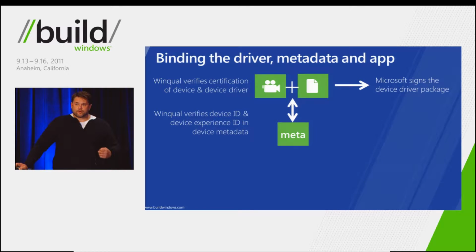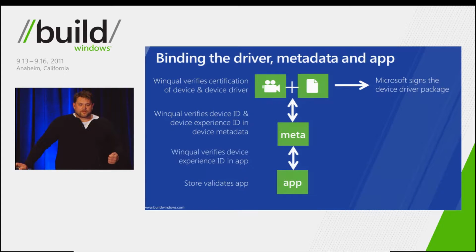Then it's time to go ahead and produce that device metadata package. And we'll take a look at that device ID, device experience ID. But before we do that, you need to actually submit your app to the store. So your app goes into the store next. And at that point in time, we actually verify the binding between the ID that's in your app and the ID that's in the metadata package. And at that point, we go ahead and complete the processing on the device metadata package and sign it, and it's now available.